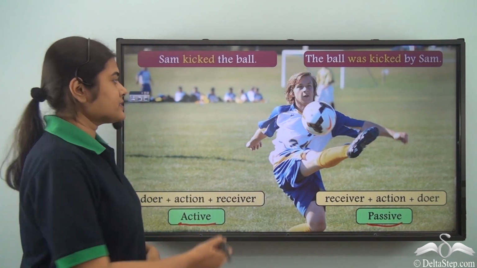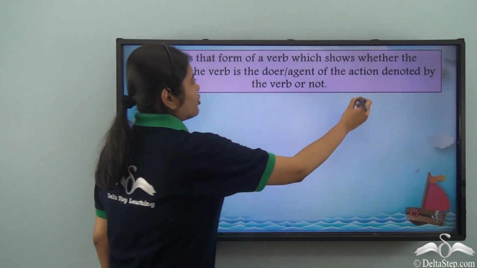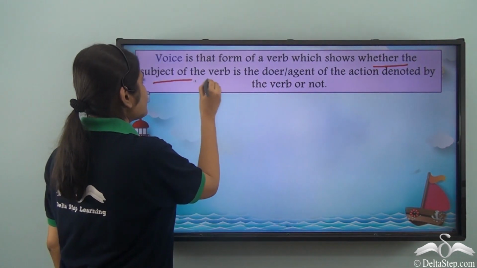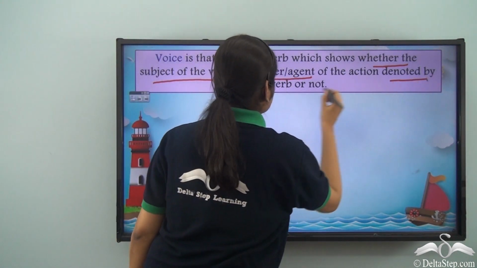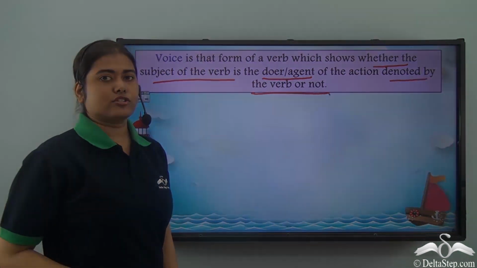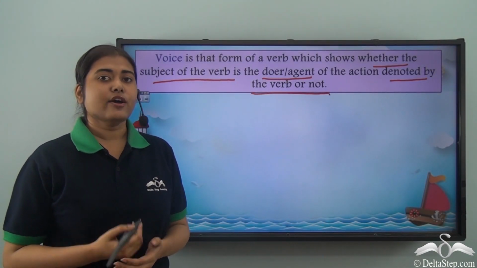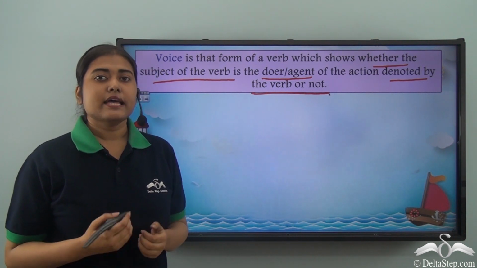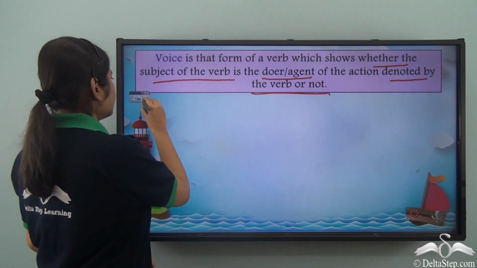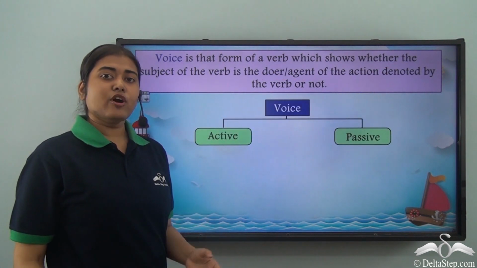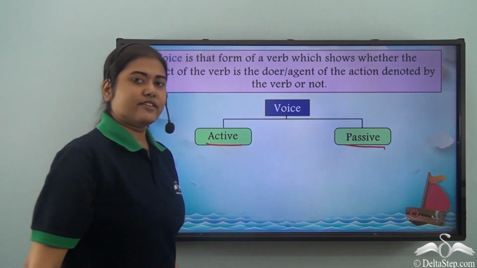So what is a voice? Voice is that form of a verb which shows whether the subject of the verb is the doer or agent of the action denoted by the verb or not. So voice is that form of a verb that helps us to understand whether the subject of the verb is the doer or the receiver of the action. So a voice can be of two types, active voice and passive voice.